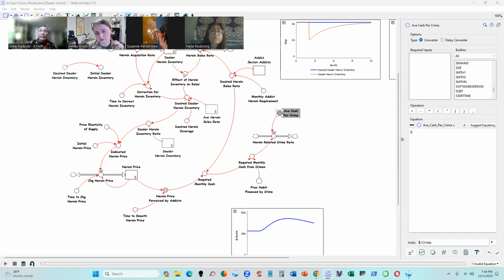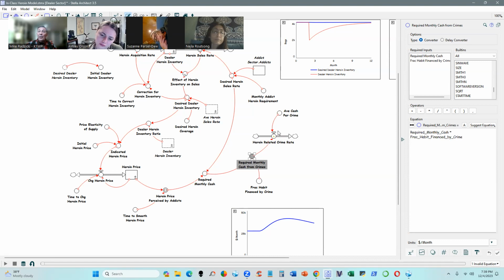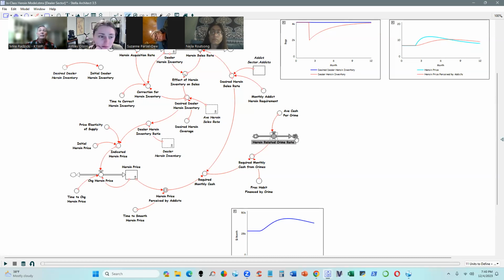So you take, cross out crimes, and then you have crimes. If I have dollars per month and I divide by dollars per crime, let's do that. Dollars per month divided by dollars per crime. Dollars go away. And you flip and multiply and you get crimes per month, right? Right. Okay.